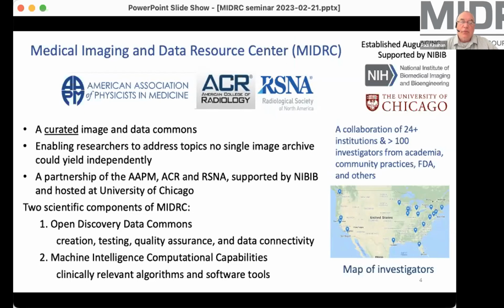The two main components within MIDRC are the data commons, which I'll be talking about. Then there's a fair bit of effort separately that you've heard about in other seminars on the machine intelligence and computational capabilities, and the really exciting work that was presented by the group working on radiology reports de-identification as well as synthetic image generation in the virtual trials. But I won't be covering any of that here.